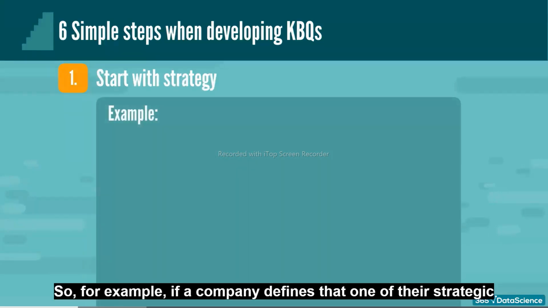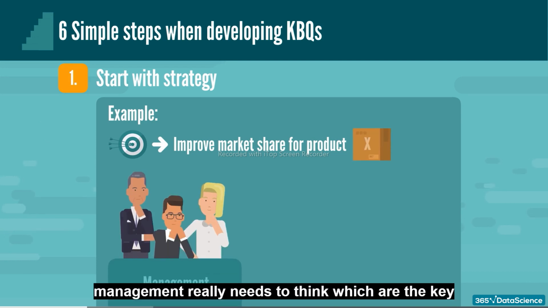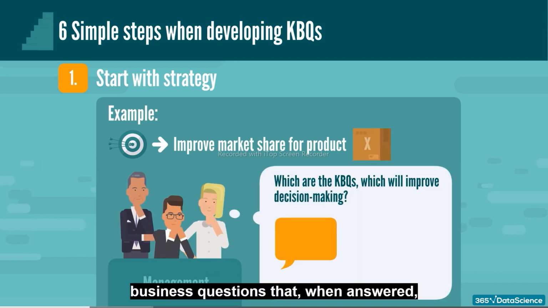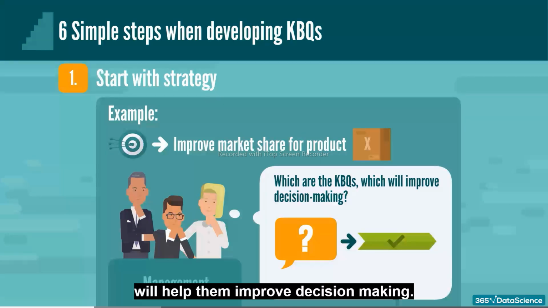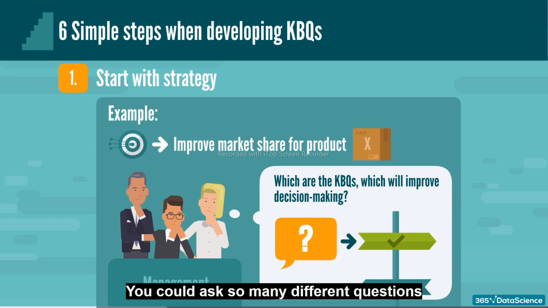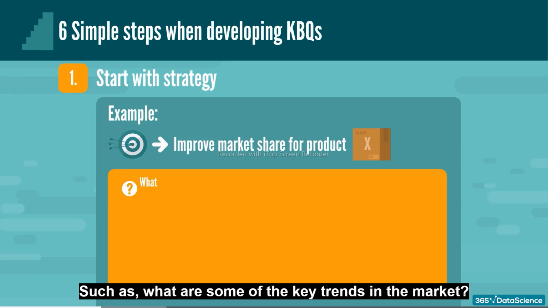So, for example, if a company defines that one of their strategic objectives is to improve market share for product X, management really needs to think which are the key business questions that, when answered, will help them improve decision making. You could ask so many different questions when it comes to improving market share, such as, what are some of the key trends in the market?